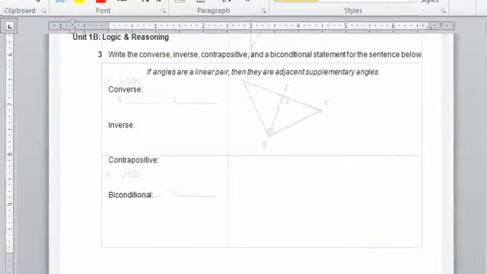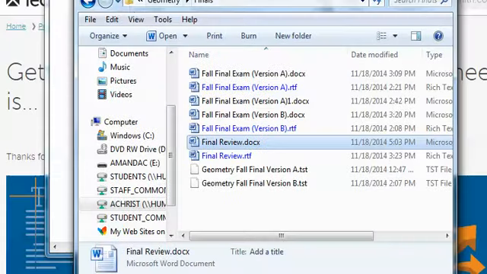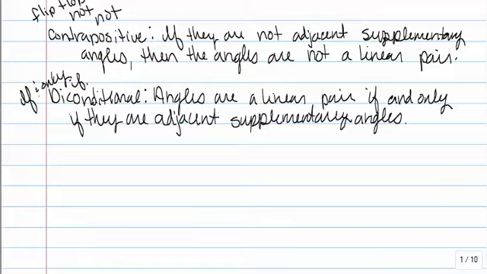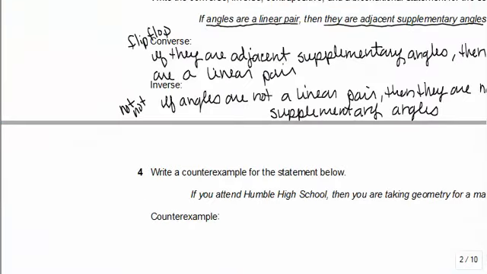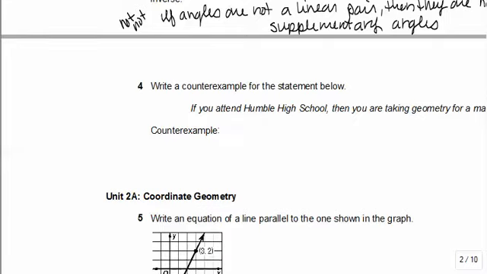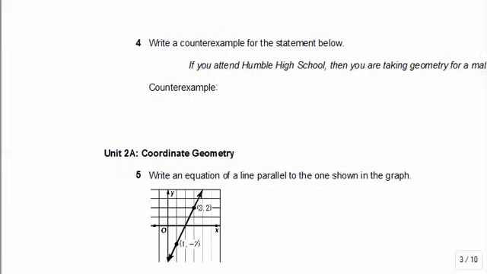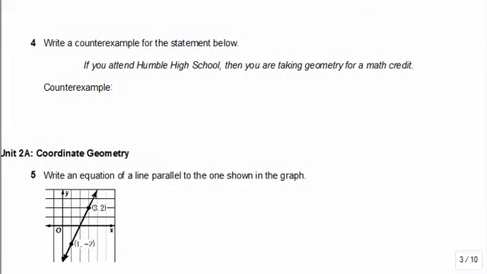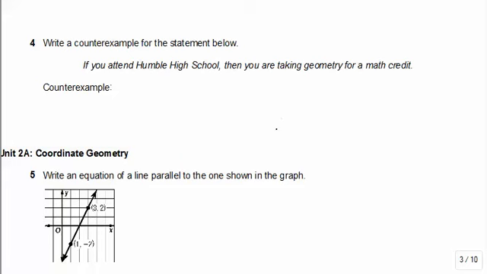And hold on a second. Okay, so those are all of the conditional statements, and then it says write an example for a counterexample for the statement below. If you attend Humble High School, then you're taking geometry for a math class. All that you need to write is this still has to be true, so you still have to attend Humble High School, but it has to be a math class besides geometry that Humble offers. So we have to prove the second part false while the first part is still true.